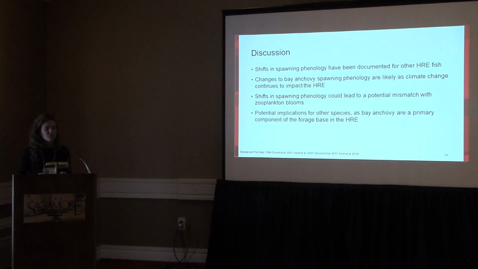So spawning occurs in the lower Hudson River estuary, and then larvae move upstream into areas with lower salinity that are rich in zooplankton. And so this shift in when spawning is occurring could create a potential mismatch with these zooplankton blooms. There could be potential implications for other species, as bay anchovy are a primary component of the forage base. They're also experiencing other threats to the population, such as increased predators and decreasing dissolved oxygen, and so looking at changes in spawning phenology, it's really important to try and understand their relationship in the system.